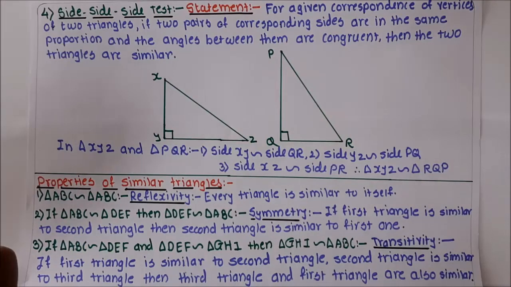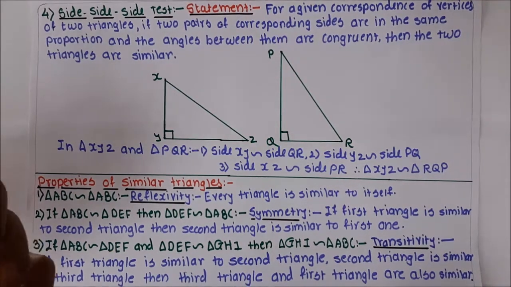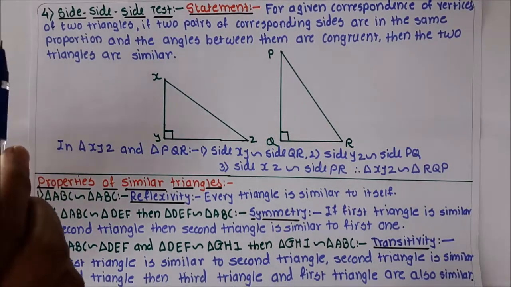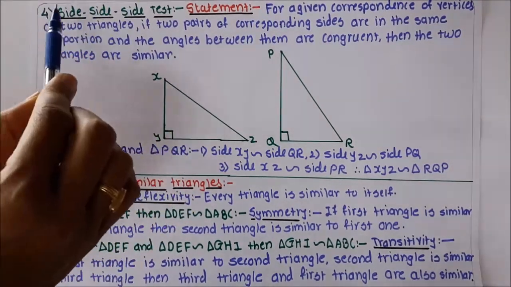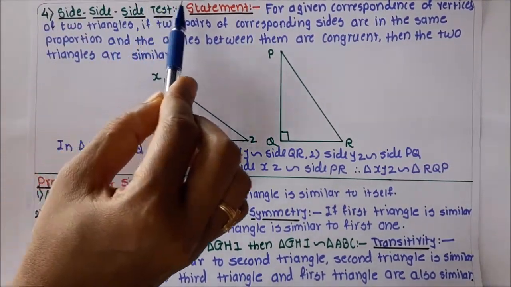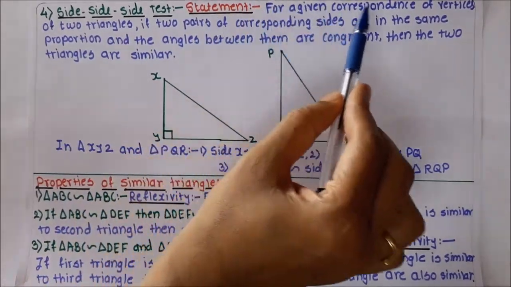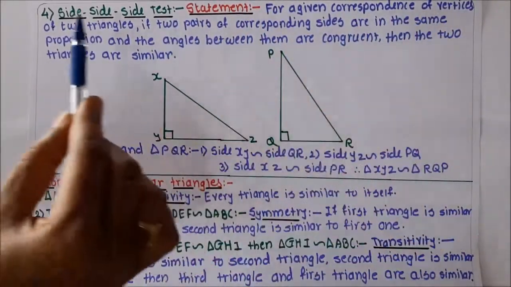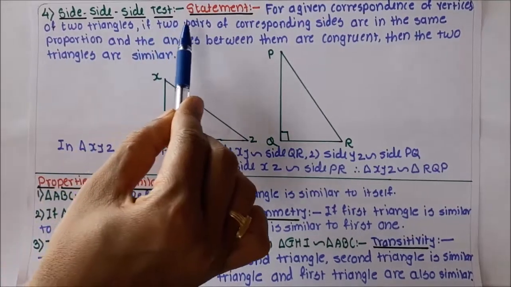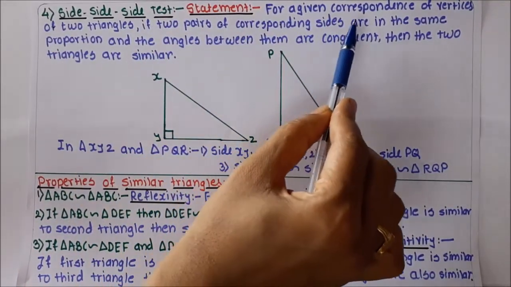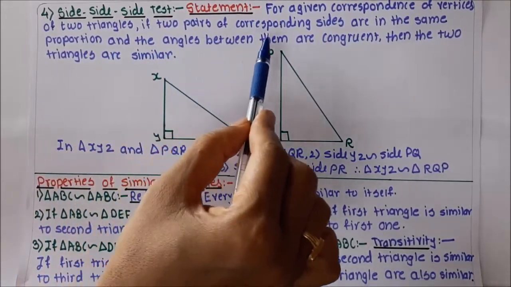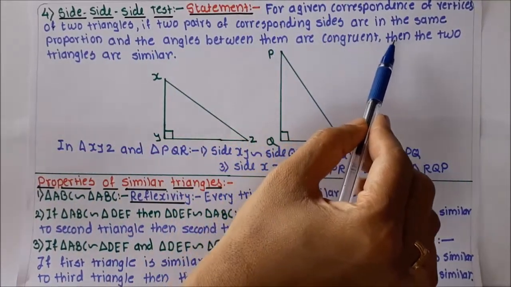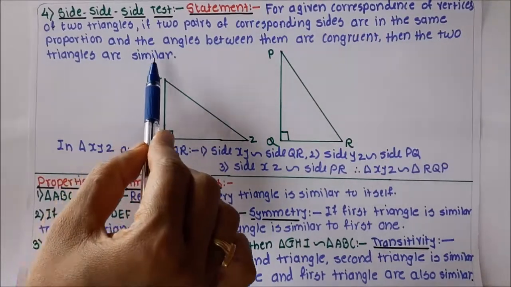Now students, we are going to see the last test of similarity, that is the SSS test, the side test. Statement: for a given correspondence of vertices of two triangles, if the corresponding sides are in the same proportion, then the two triangles are similar.